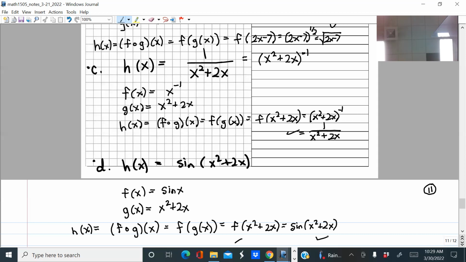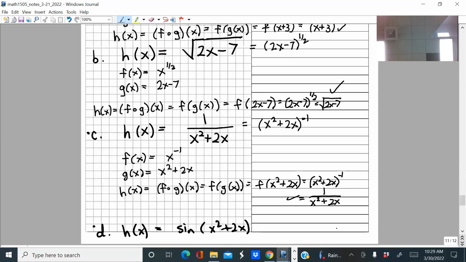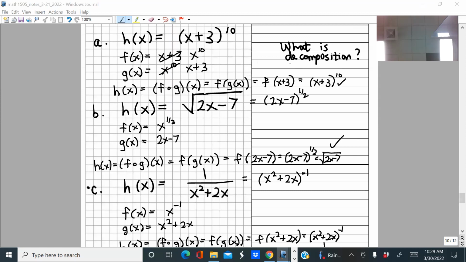All right, so that topic is called, again, decomposition, which is just kind of the opposite of composition, right? Trying to take a function and write it as the composition of two simpler functions.